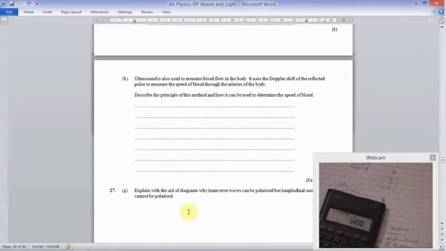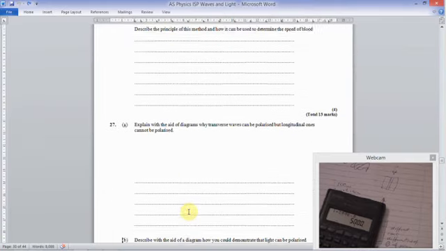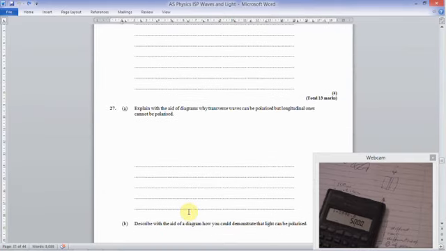So 27, explain with the diagrams why transverse waves can be polarized but longitudinal waves cannot. You need to draw what a transverse wave looks like and what a longitudinal wave looks like. I'm not going to do that now, we've done that in a previous ISP. Remember, transverse waves have particle motions at right angles to wave motion, and longitudinal waves have particle motions parallel to wave motion. So remember, longitudinal waves cannot be polarized. Essentially, they're already polarized. They're only oscillating in one plane, while transverse waves can be polarized because they oscillate in many planes.